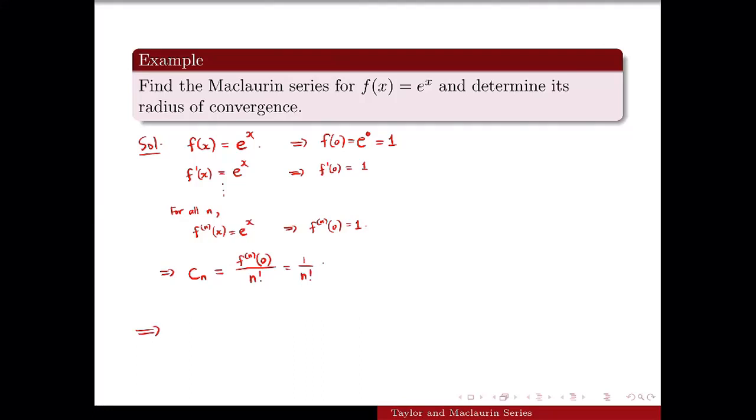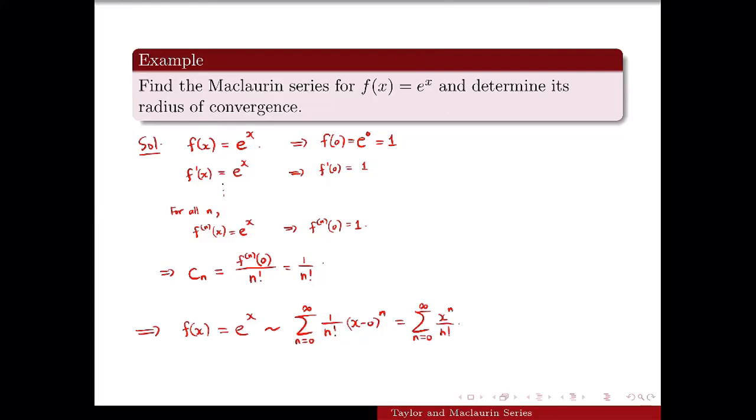This means your f of x, which is e to the x, is the sum of 1 over n factorial times x minus 0 to the power n, from n equals 0 to plus infinity. Or we simply write this as the sum of x to the n over n factorial, n from 0 to plus infinity. Okay?